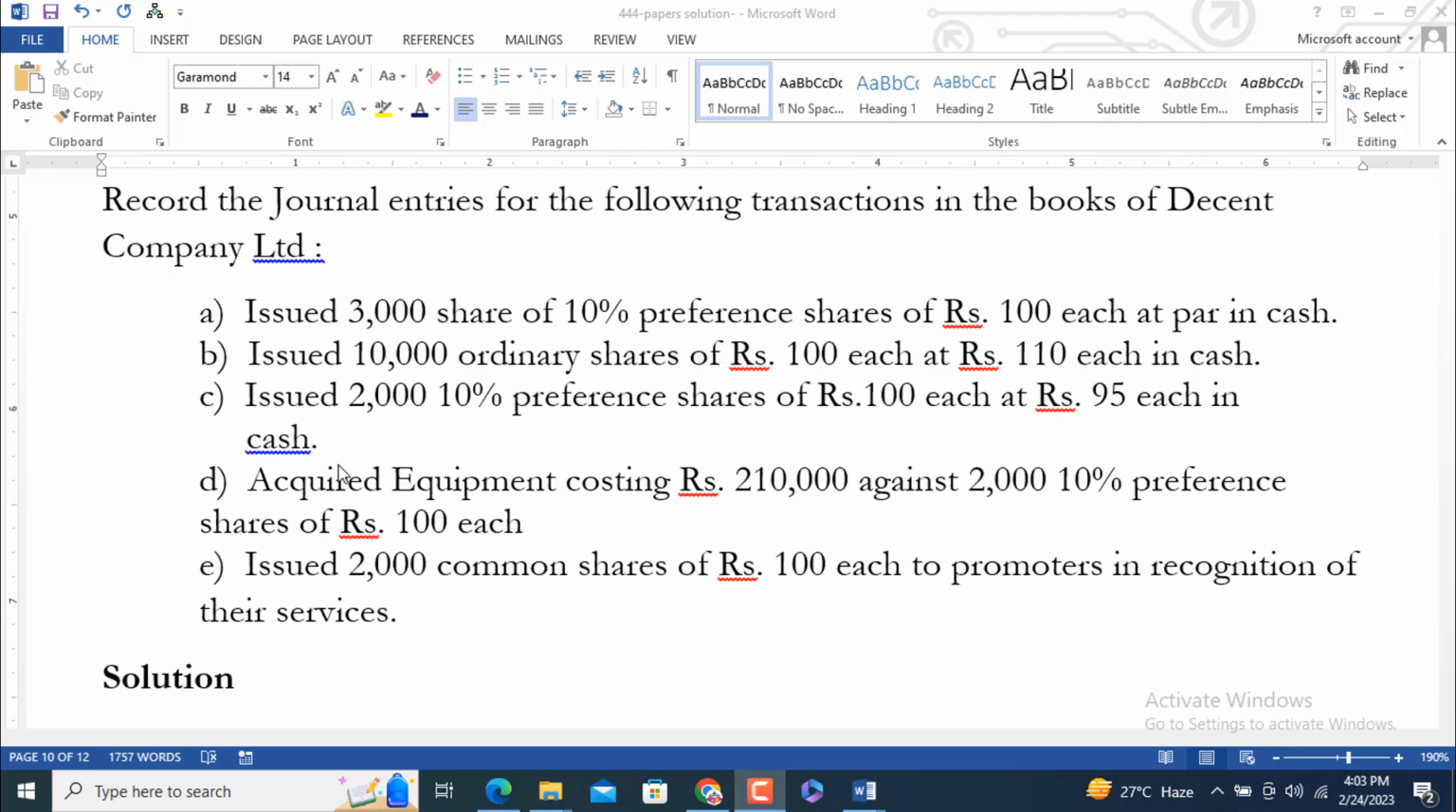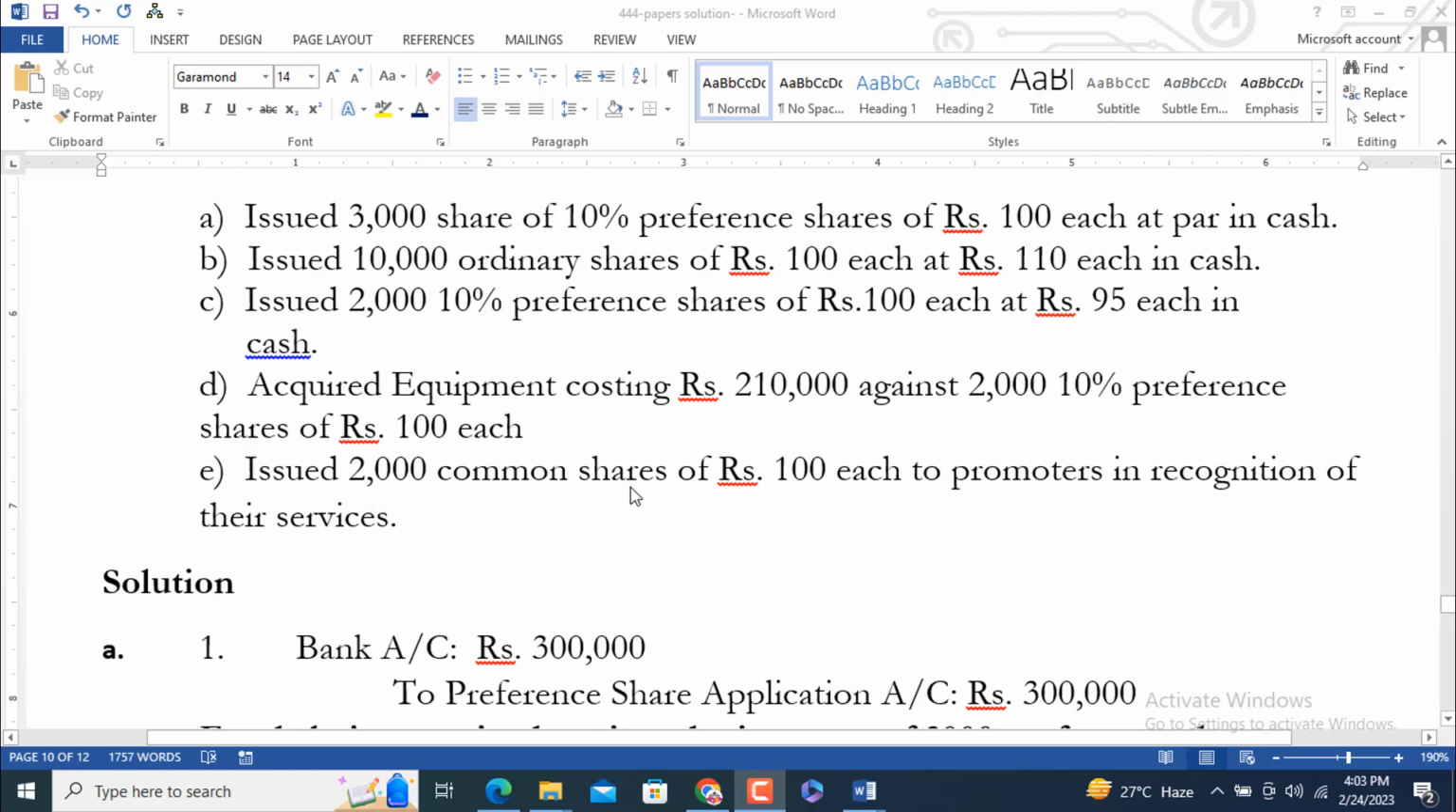So again look at this, the Decent Company has issued again the same preference shares of 10% but in less amount as compared to transaction 1, 2000, but at this time rather than par value it will be floated on 5% discount. Acquired equipment costing rupees 210,000 against 2000 10% preference shares of rupees 100 each. Issued 2000 common shares. Ordinary shares and common shares are similar, interchangeable words, of rupees 100 each to promoters in recognition of their services. So let's move to the solution.